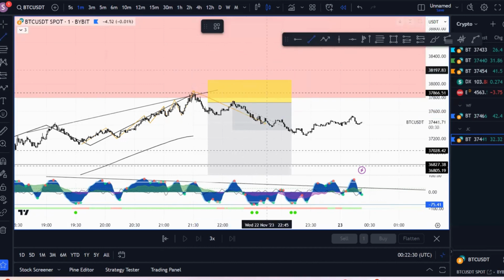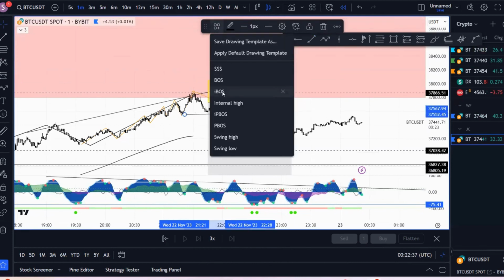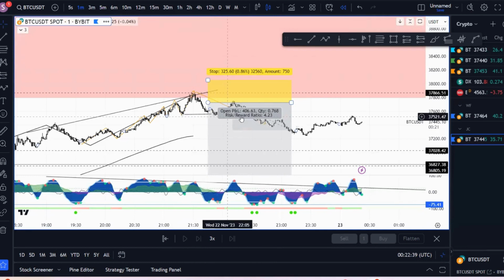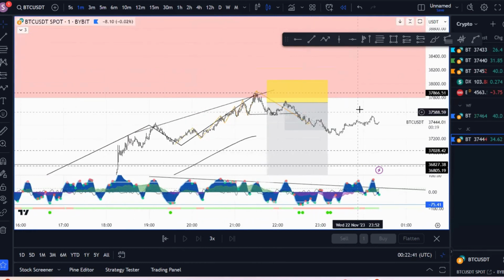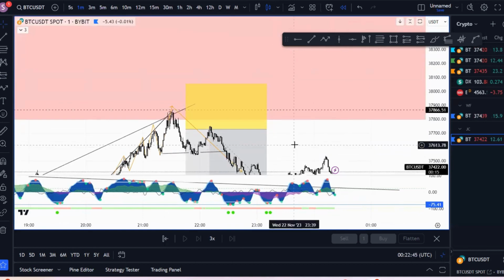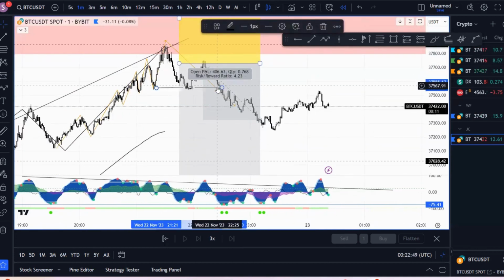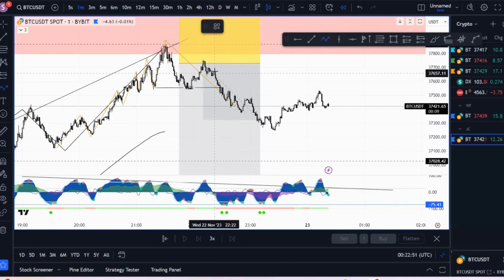So we can mark that out. We can say this was our break of structure. Well, it's an IBOS, an internal break of structure. And after that break of structure, we can see that again there is just a series of lower lows and lower highs being printed as price comes all the way down.